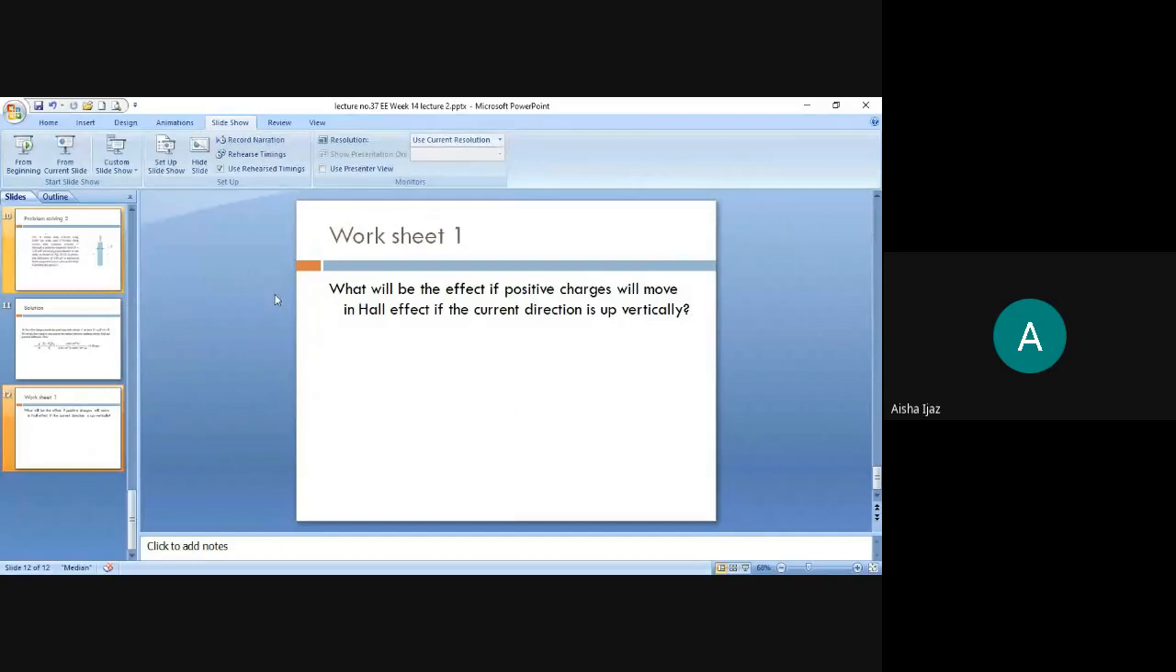checking of the concept. Is it clear to you or not? If the positive charge carrier will move, and if I take the current direction vertically up, then what will be happening? In other words, which side will be at the lower potential, which side will be at the higher potential? You have to explain it in your answer.